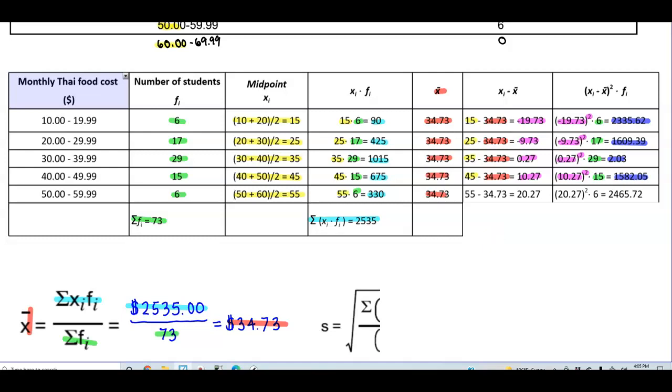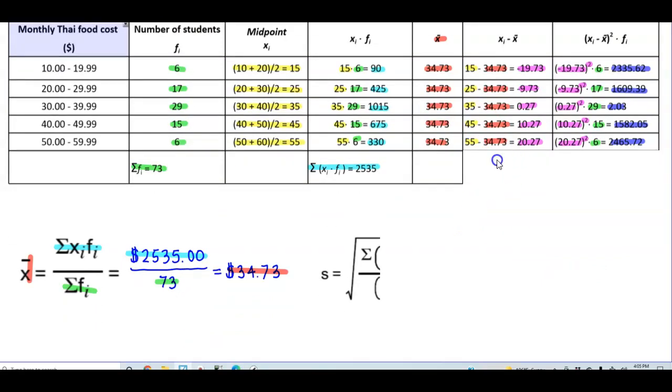Okay, and then the last one. The last midpoint is 55. Again, we're going to subtract the sample mean of 34.73 to give us 20.27. We take that 20.27, square it, and then multiply it by the frequency of 6 to give us the result of 2,465.72.